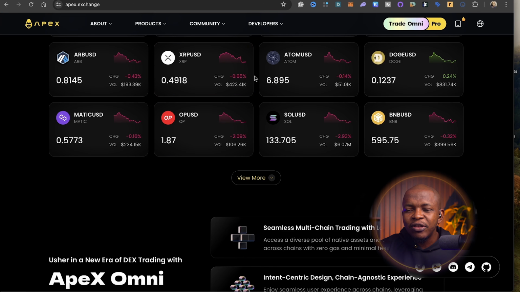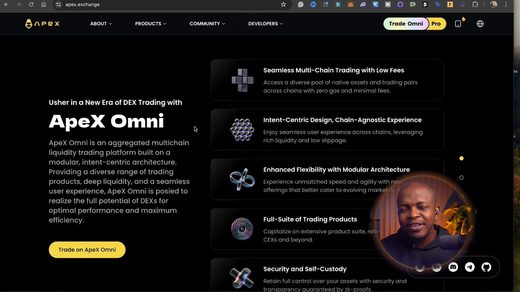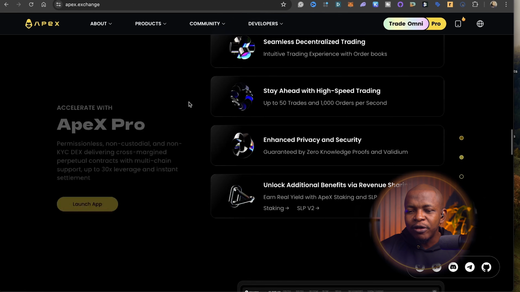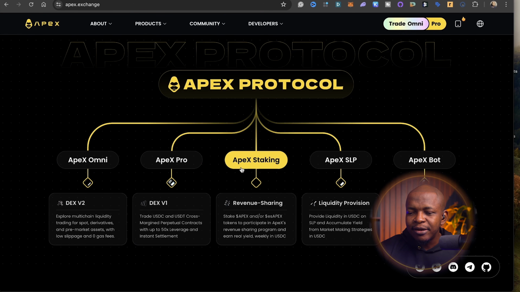Just with your wallet address, you can start trading on Apex Omni. So if you want that anonymity and that security of your funds, you can choose to go with Apex Trading. If I go down further, you see that they have more than one protocol. We have Apex Omni, Apex Pro, and Apex Staking. This is where you can stake your Apex coin to earn staking rewards.